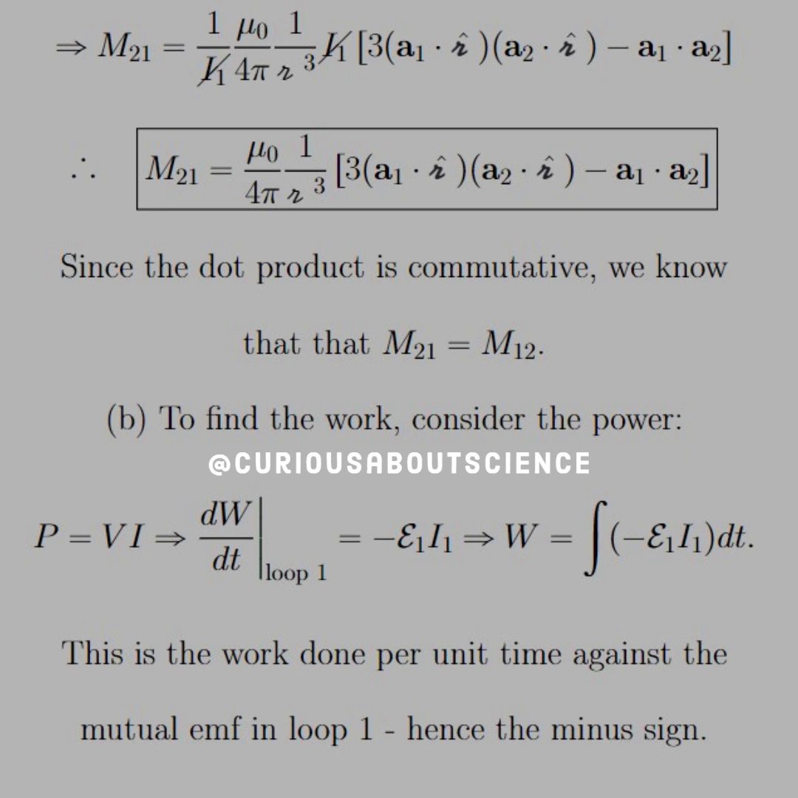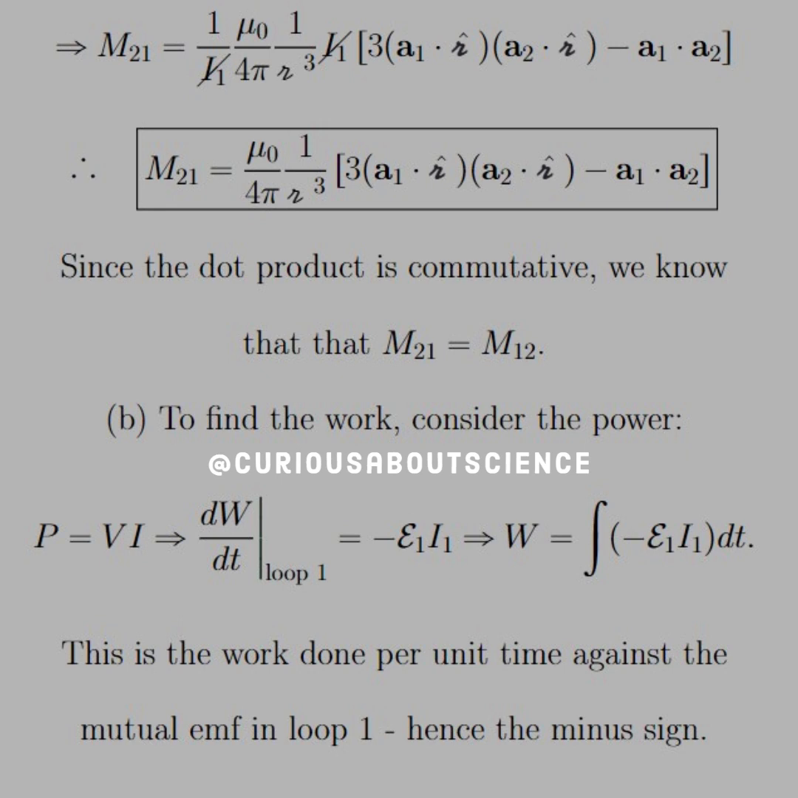And then in part B, to find the work, consider the power. We've used this model before, so let's use it again. P is equal to VI. And if that's the case, we know that P, which is equal to dW/dt, again, this is from loop 1, is equal to, well, VI is just equal to the EMF. Again, that's going to be negative. And then I1, okay, because the mutual inductance has to be negative to restore it.